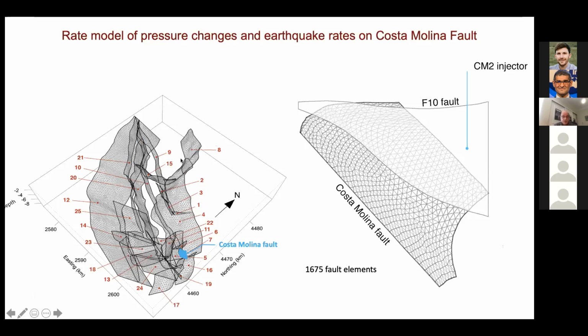For me, this is a little bit easier. This is a perspective view of the faults in the system. The oil field is roughly in this area here, and then a digital version of the Cosmolina fault, which appears to be the fault on which the induced earthquakes are occurring, and that I use to simulate the earthquake activity.